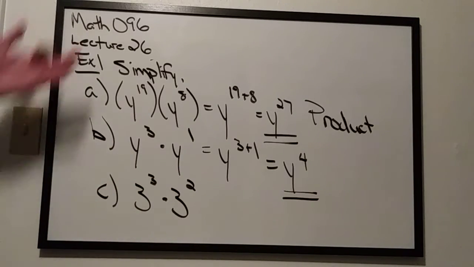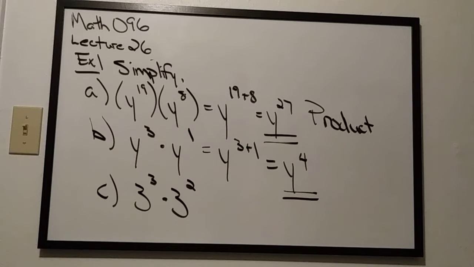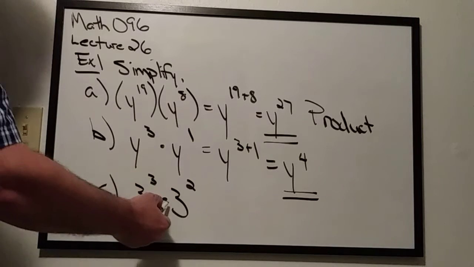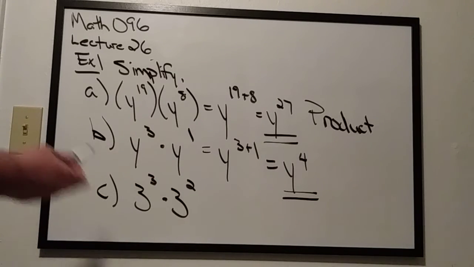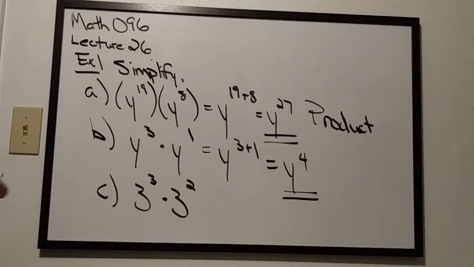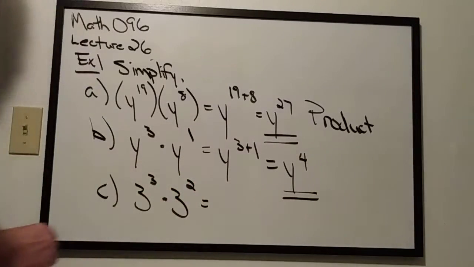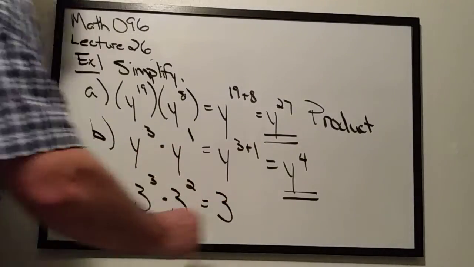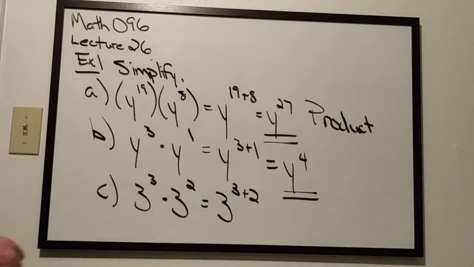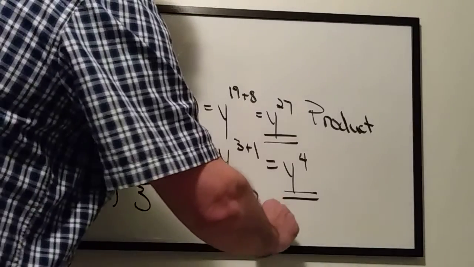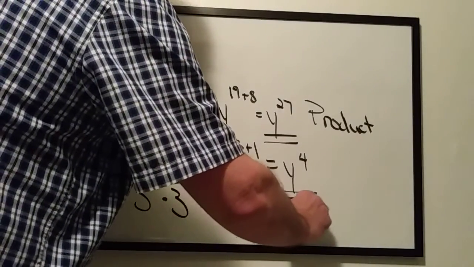Well, we can do the same thing that we were doing just a moment ago because once again, this is an example of the product rule. We have 3 to the 3rd times 3 to the 2nd. So, same base in both places, different exponents. We can go ahead and say by the product rule that this is going to be the base of 3 to the 3 plus 2 power. 3 plus 2 is 5. So this is 3 to the 5th power.